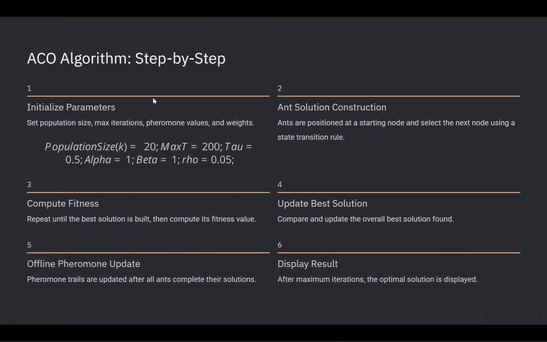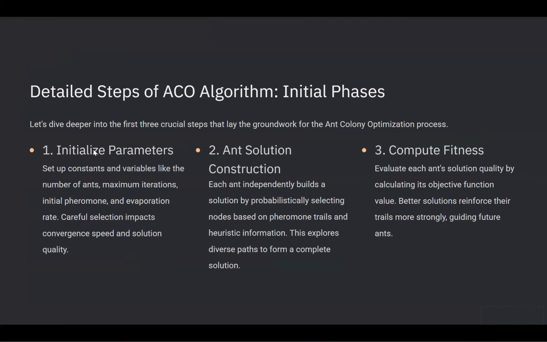Next, we have detailed steps of the ACO algorithm. First, initializing parameters. We set up constants and variables like the number of ants, maximum iterations, initial pheromone, and evaporation rate, and then we carefully select them, as they impact convergence speed and solution quality. Then we have ant solution construction. Here each ant independently builds a solution by probabilistically selecting nodes based on pheromone trails. Then we compute fitness. Here, with the help of the objective function, we compute the fitness values.